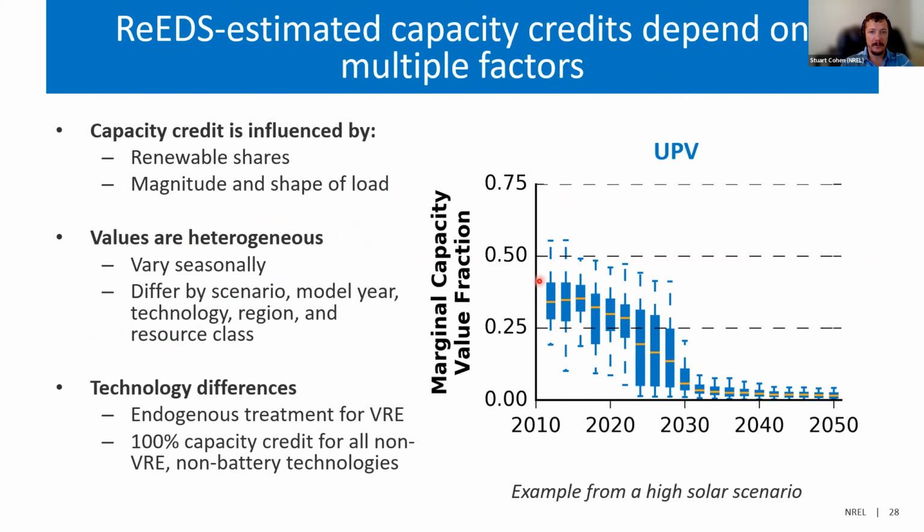This is just a simple example where, since this is done for each region, there's a distribution, but very clearly as you're building out more solar, that capacity credit, or the marginal capacity credit, drops off, and then eventually it's very, very close to zero. And so that's what these types of calculations are intended to capture.